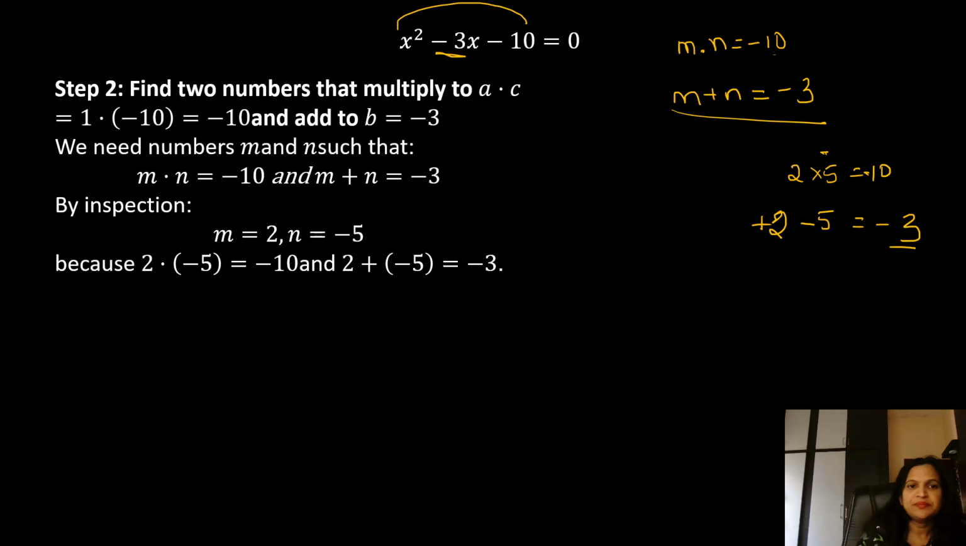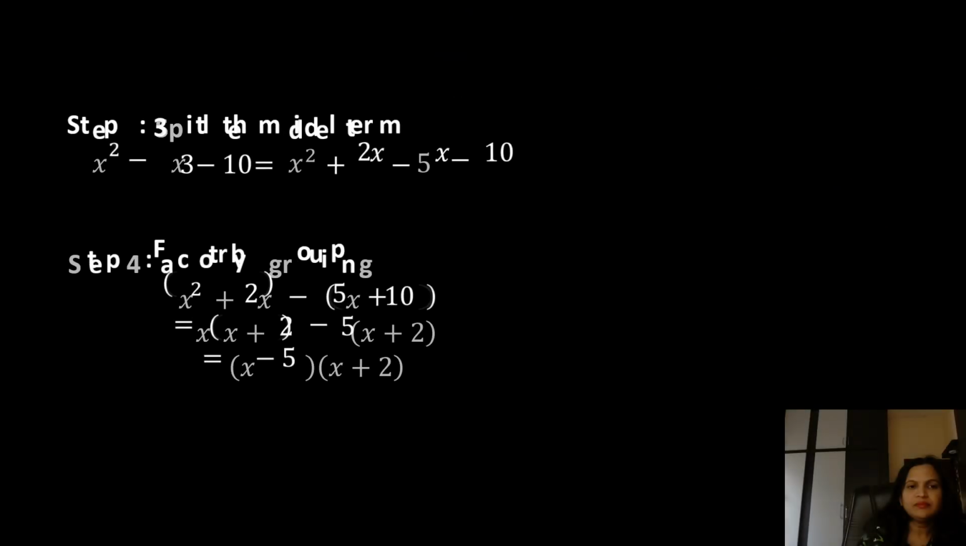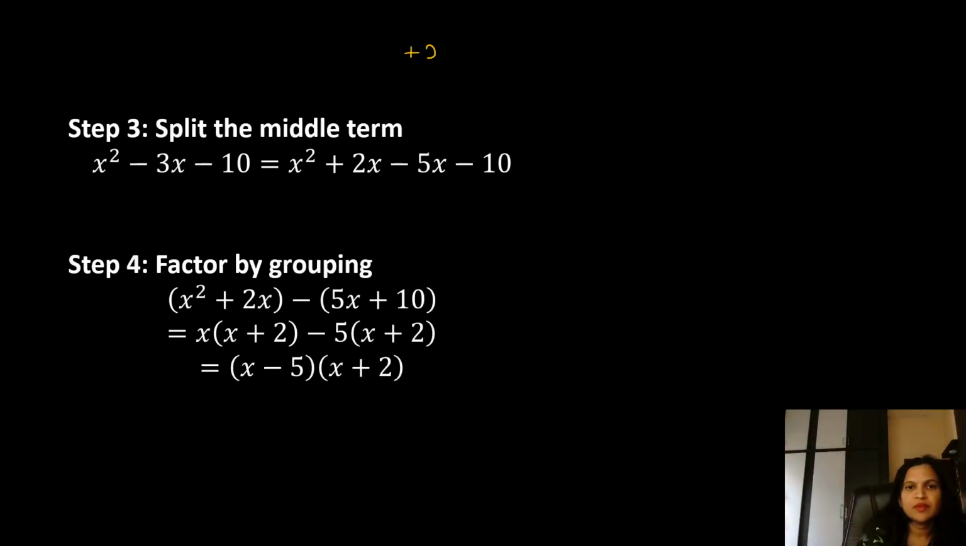So next step is, using plus 2 and minus 5, you split this middle term. x square plus 2x minus 5x minus 10. Add these two, you get minus 3x. Multiply 5 2s are 10, the negative sign is there, that's why plus into minus, you get minus 10. Next step is factor by grouping.